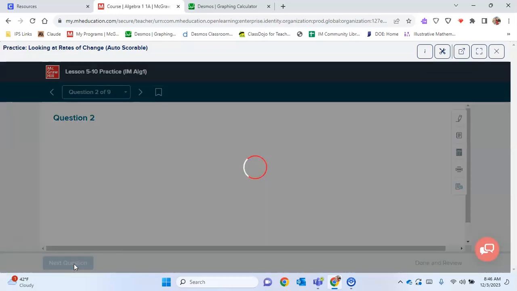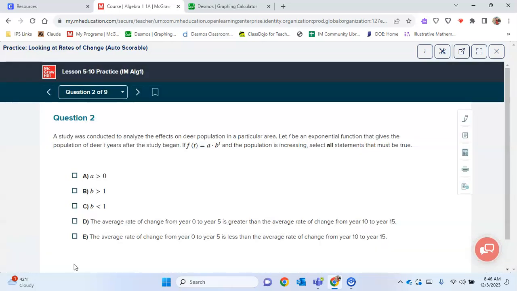Question 2. A study was conducted to analyze the effects on deer population in a particular area. Let f be an exponential function that gives the population of deer t years after the study began. If f of t equals a times b to the t power, and the population is increasing, select all statements that must be true. A is the beginning deer population, and that has to be a number greater than 0. You can't have negative deer.